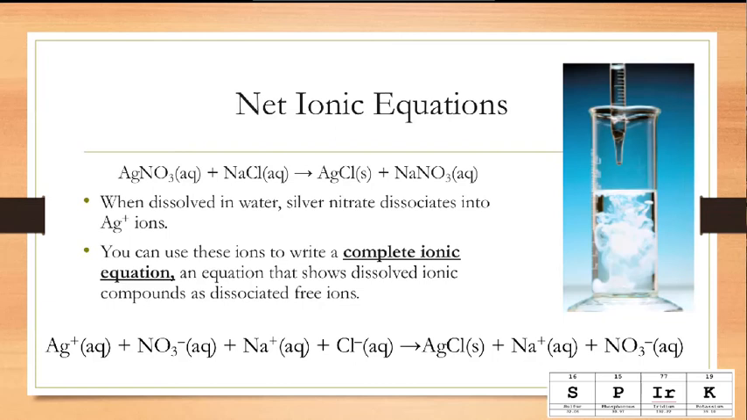Now if you notice, NO3- and Na+ are unchanged on both sides. And the equation can be simplified by eliminating these ions because they don't participate in the reaction. So what we will eventually get into and what we'll be able to do is cross these out because they don't participate in our reaction.